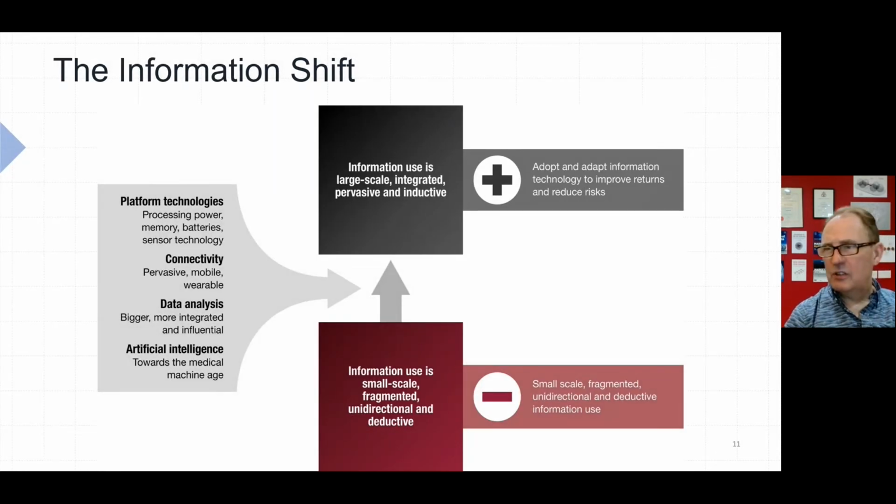The next shift is the information shift, a shift in the way that information is used. These things on the left have changed the world away from where information was used on a small scale, fragmented basis. And now it's used on a much larger scale, pervasive, inductive basis. Again, it changes the selection pressure of what traits a business model has to have.